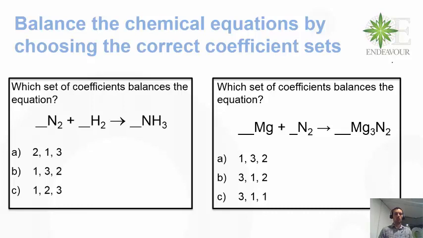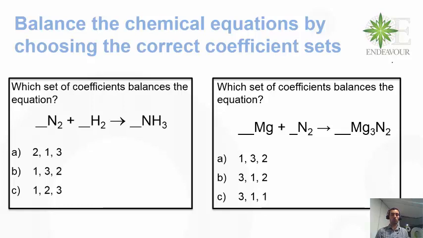So this time, out of A, B, and C, you need to choose the correct coefficients. So probably the best way to do this is just to try each one until you can get the correct answer. Alternatively, you can just use the method I've already shown you in trying to work out how it actually balances, and then you can match that to either option A, B, or C. So you can do it either way.